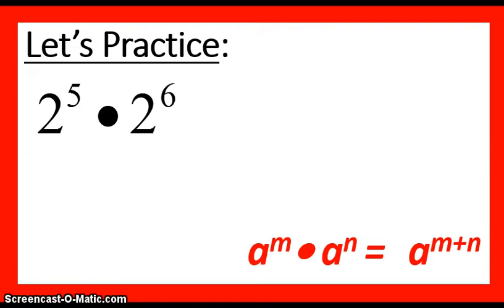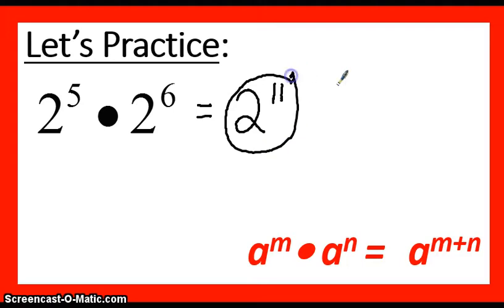Let's practice. I've written the rule down here so that we can use this to help us. Remember, the base to a power times the same base to a different power is equal to the base number to the sum of the powers. So if we have 2 to the 5th power times 2 to the 6th power, it's going to be equal to the same base number raised to the sum of the exponents. So 5 plus 6 makes 11. 2 to the 5th times 2 to the 6th is equal to 2 to the 11th power.